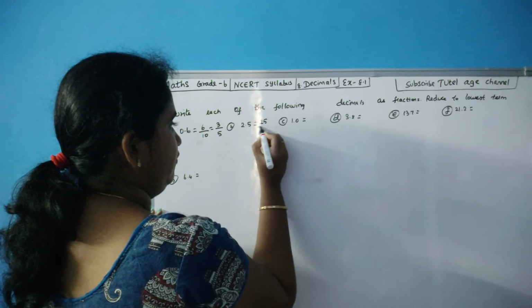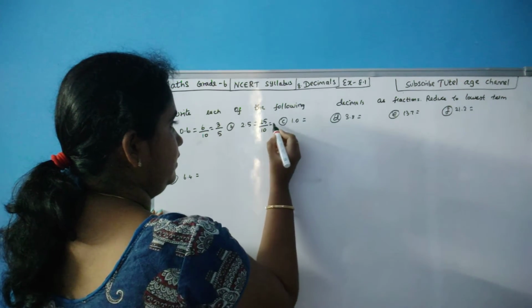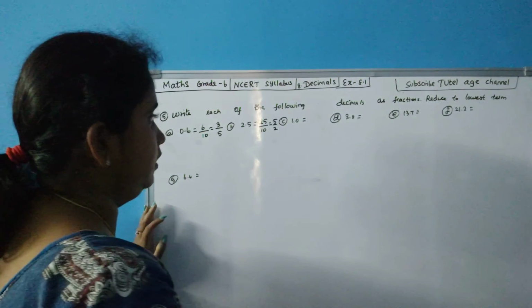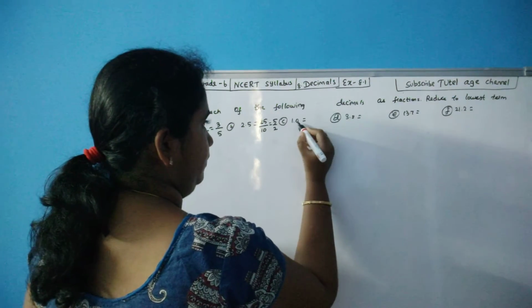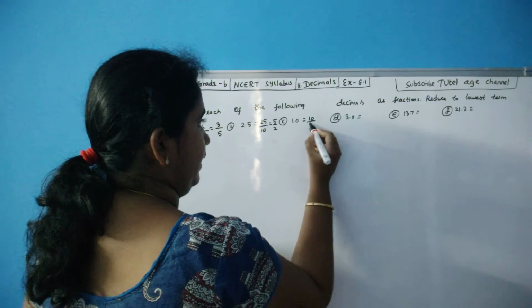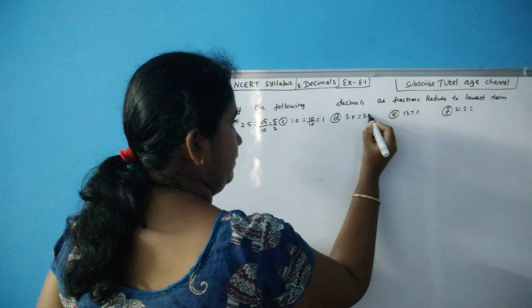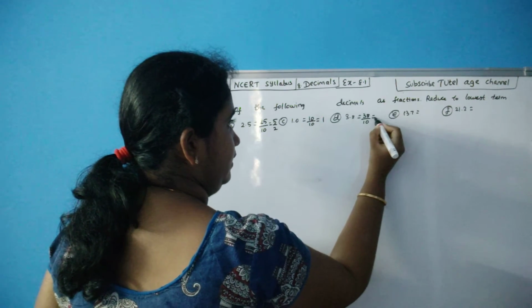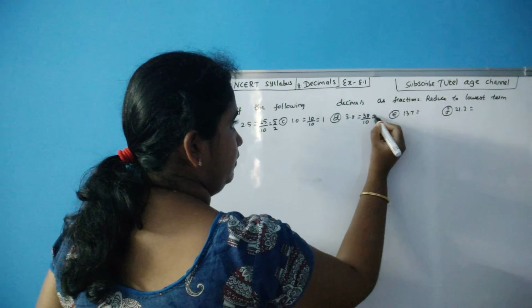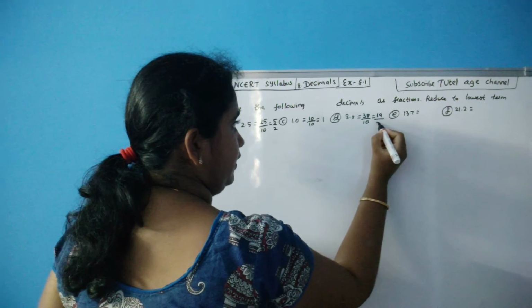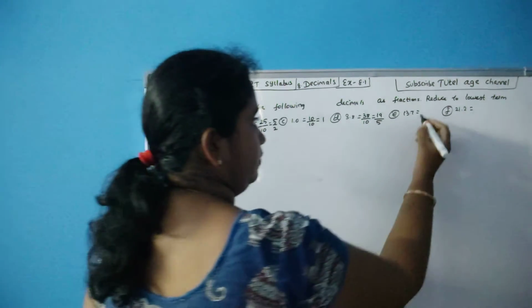2.5 can be written as 25 by 10. That again can be written as 5 by 2. Okay. 1.0 can be written as 10 by 10, that is equal to 1. Okay. 3.8 can be written as 38 by 10. If you reduce, 1 2s are 2, balance 1, 9 2s are 18, 5 2s are 10, so 19 by 5.